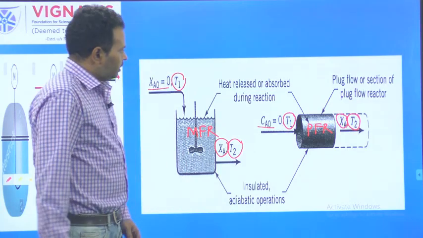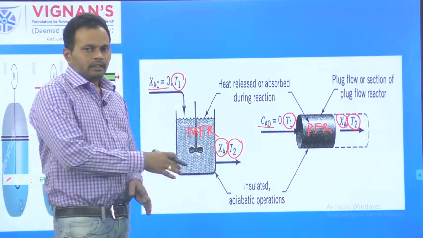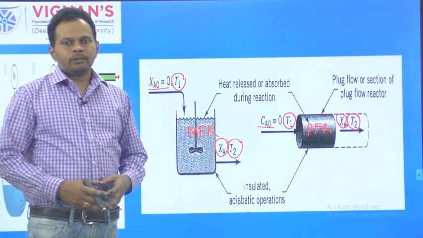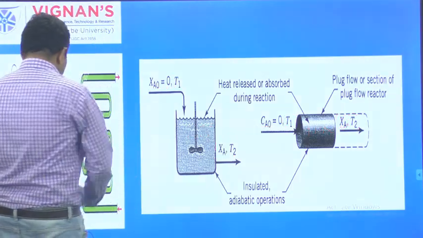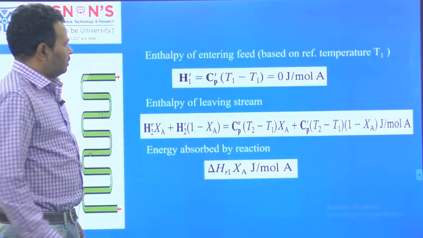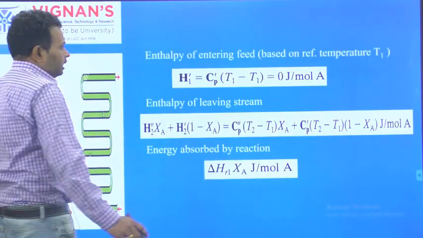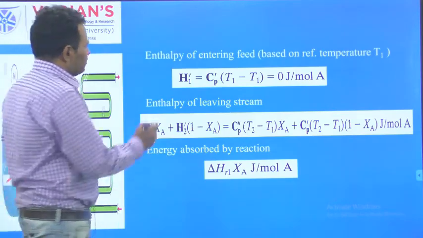Here you can carry out either an exothermic or an endothermic reaction, and insulation is provided over the surface of both reactors to make the operation adiabatic. So, for the first one, write the enthalpies of the reactor. Before you write the enthalpies of the feed stream, write the energy balance equation.